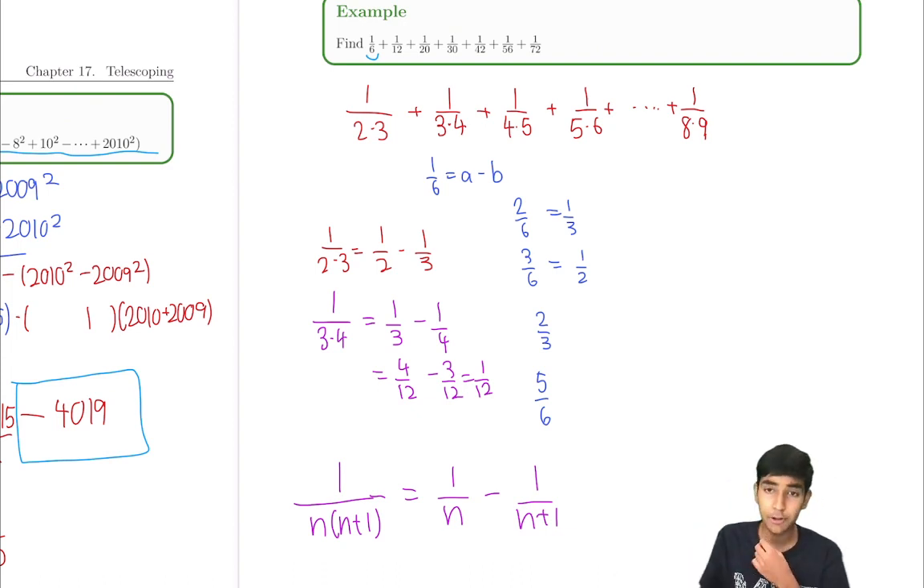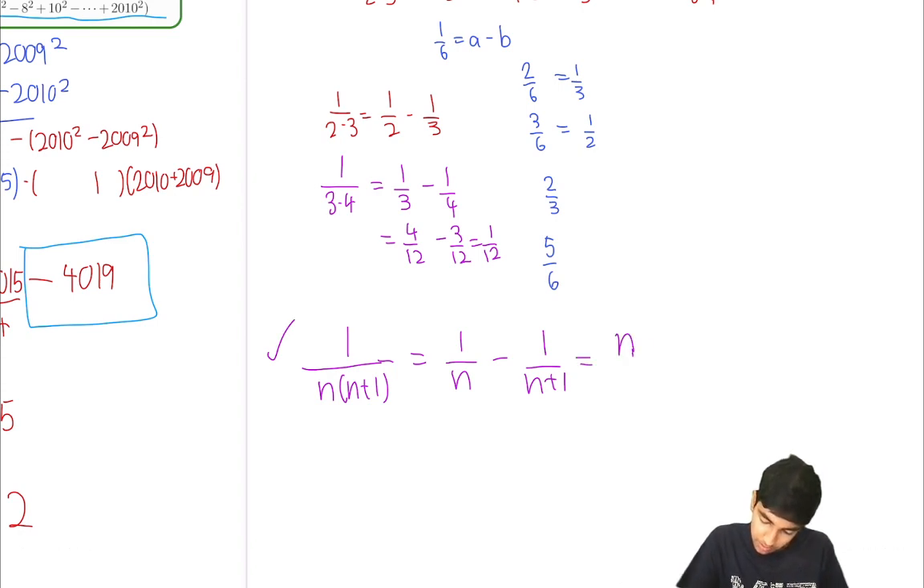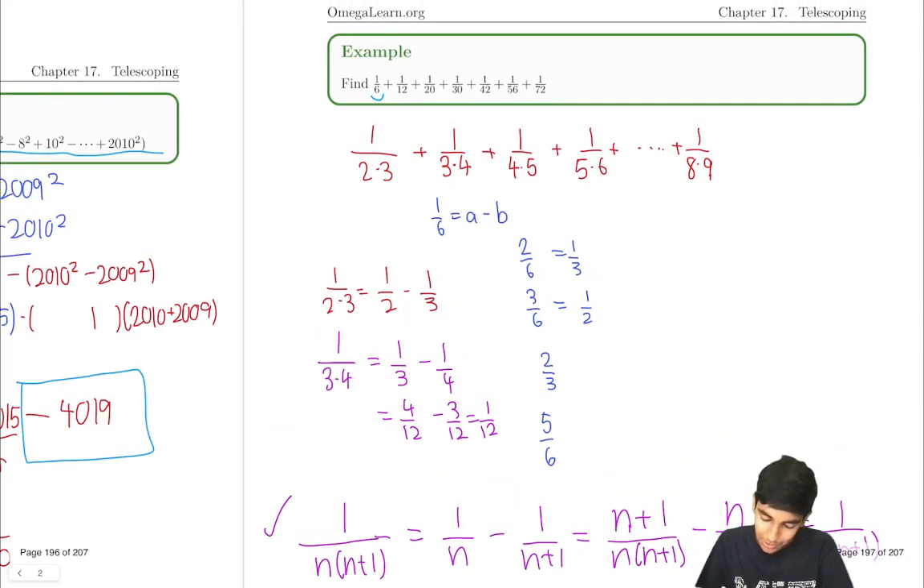So is this expression true? Then we would be able to get that subtraction we really needed. And it turns out this is indeed true. 1 over n is n plus 1 over n times n plus 1. 1 over n plus 1 is n over n times n plus 1. And this simplifies to 1 over n times n plus 1. Aha! So we can always rewrite this as this.